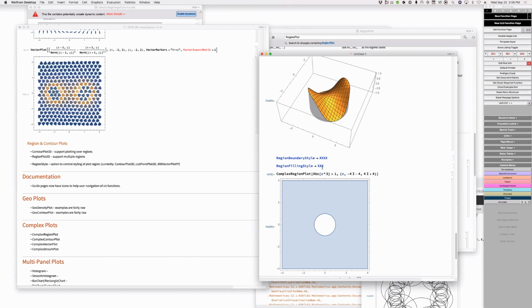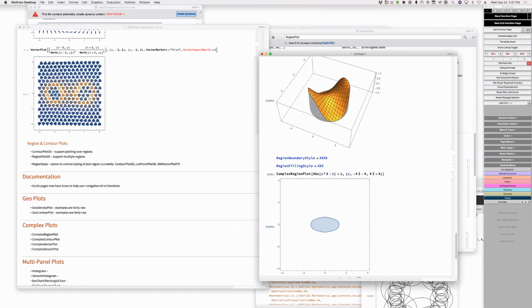I have no idea what any of these look like. Wow, that's not very exciting, is it? So if I do this, what? Why doesn't that work? Same reason as region plot doesn't work for curves and points.